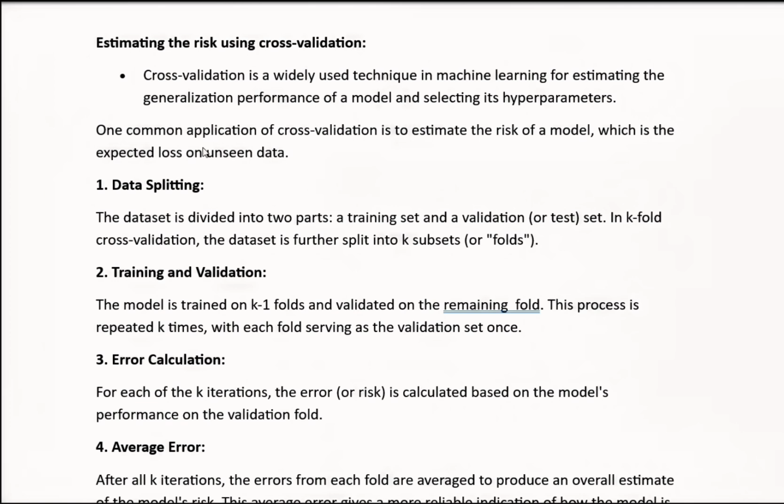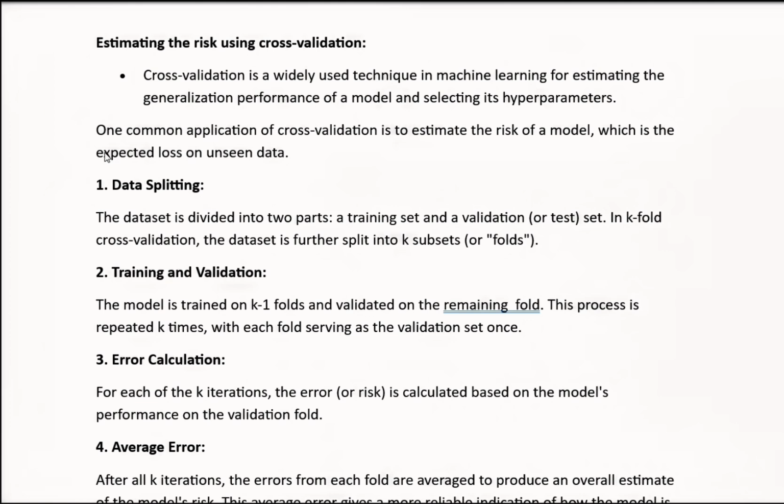Cross validation is a technique used in machine learning to assess the performance of a model on unseen data. It helps to prevent overfitting and gives a more reliable estimate of how well the model will generalize to new data. How does it work? Splitting the data.